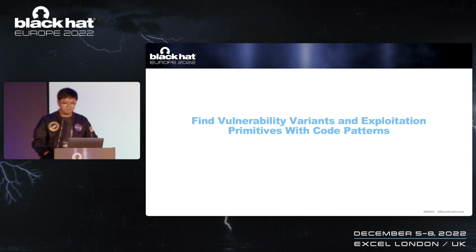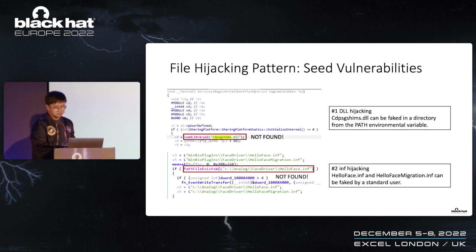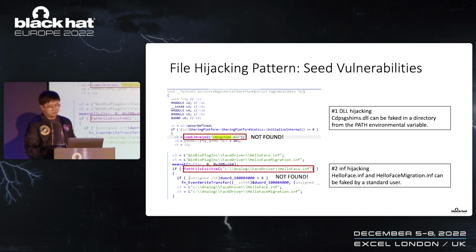Thank you, Kim. After we know all details about our new pattern search tool for binaries, let's see how we use it to search unique patterns and find vulnerability variants and exploitation primitives. We will introduce 4 unique code patterns covering memory corruption vulnerability, logic vulnerability, and exploitation primitives. Let's start from the simple but classical file hijacking vulnerabilities.